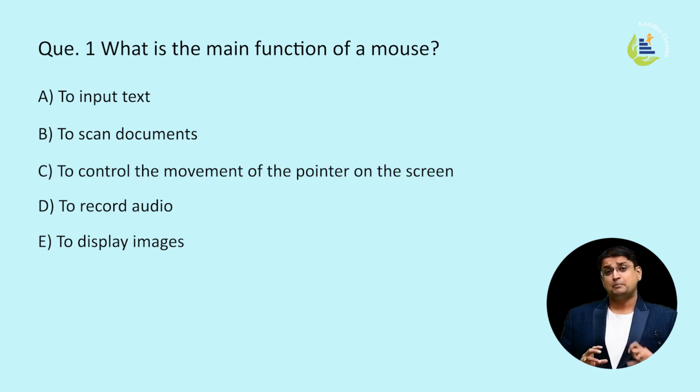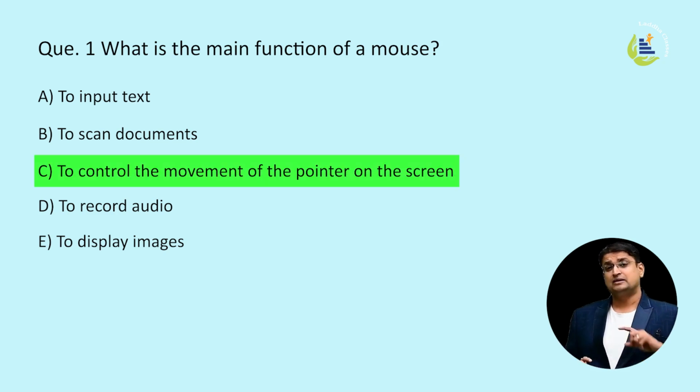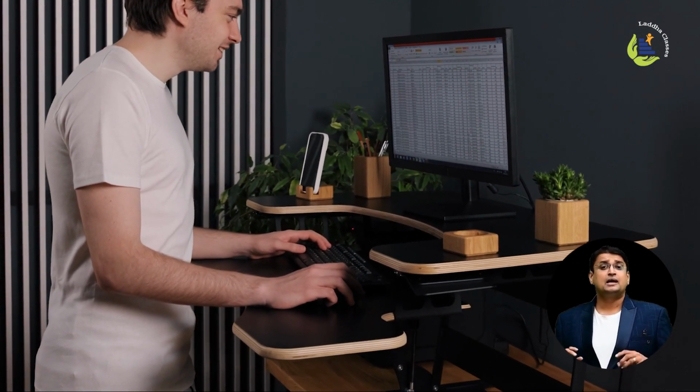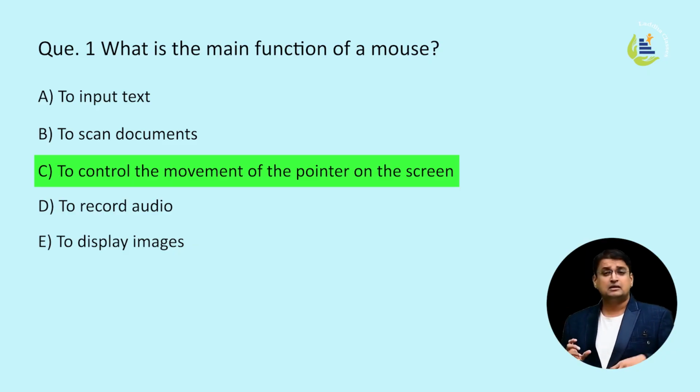Because the main function of a mouse is to control the movement of the pointer on the screen, allowing users to interact with the graphical interface by pointing, clicking, and dragging. The other options refer to tasks that are handled by different devices like keyboard, scanner, microphone, etc.